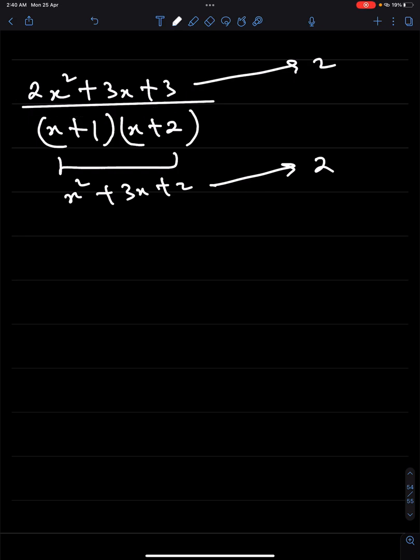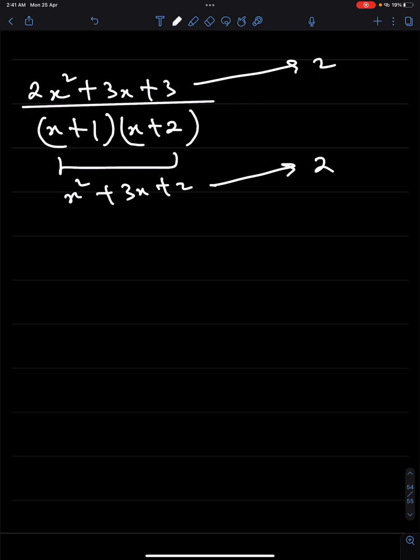Now, if the degree of the numerator of a fraction is greater than or equal to that of the denominator, then that fraction is an improper fraction. I say that again. If the degree of the numerator is greater than that of the denominator, or it is equal to the degree of the denominator, you say that that fraction is an improper fraction. So the two conditions are: either the degree of the numerator is greater than that of the denominator, or it is equal to that of the denominator. If that happens, you say that the fraction is an improper fraction.